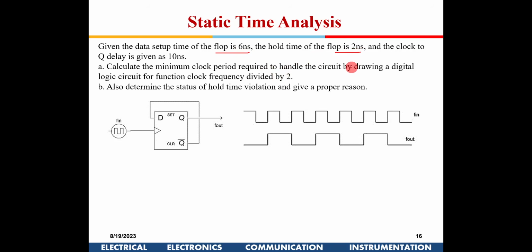Hold time is 2 nanoseconds, right? And the propagation delay here is 10 nanoseconds. So what is T minimum? 16 nanoseconds. T minimum is 16 nanoseconds. All of you agree with that? Because once this clock goes, this data has to come from here to here, right?